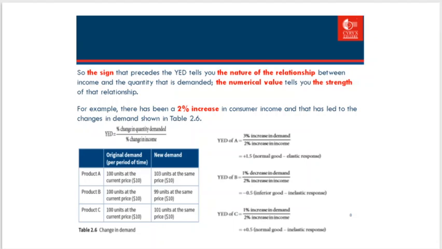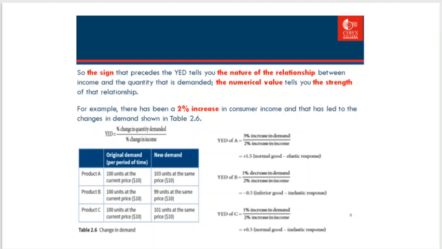Remember, the minus sign will tell us the type of product. Minus means categorized as an inferior product. Inferior product means if our income increases, we will decrease use of that product. So minus 0.5 means product B is an inferior product.